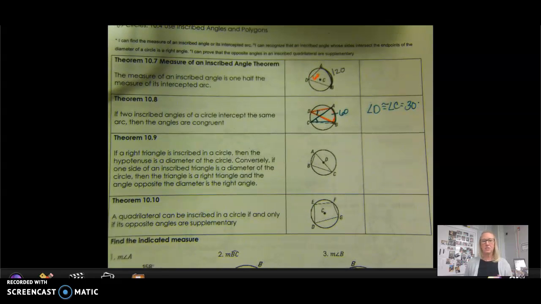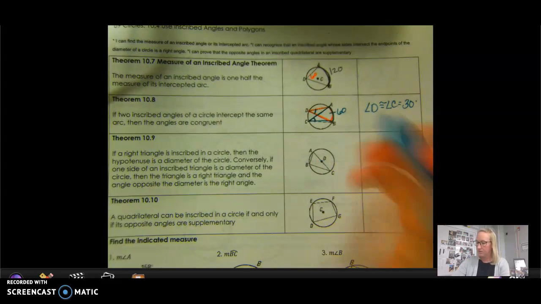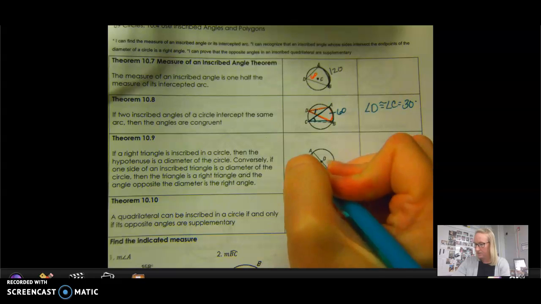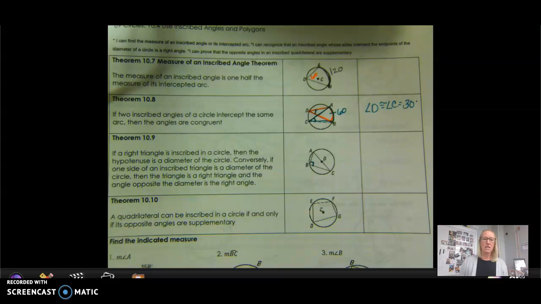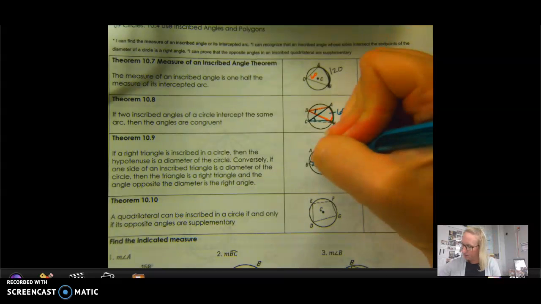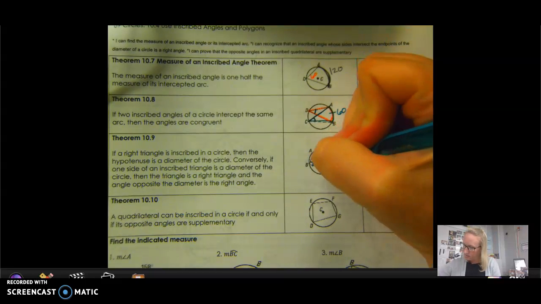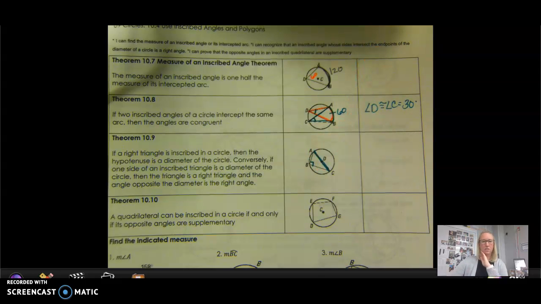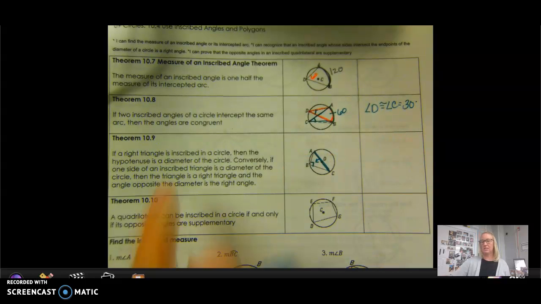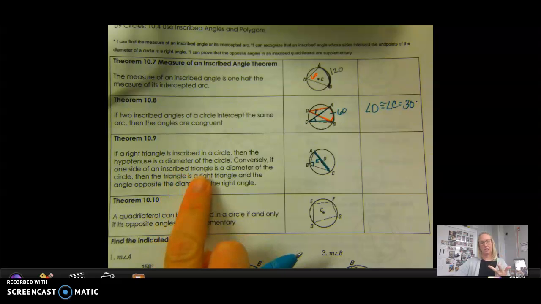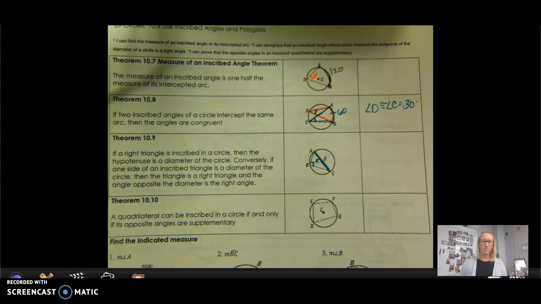If a right triangle is inscribed in a circle, so what I have here is a right triangle inside this circle. Okay, if it's a right triangle, that's where my 90-degree angle is. Then the hypotenuse has to be the diameter of the circle. So this hypotenuse turns out to be the diameter of the circle. Conversely, if one side of an inscribed angle is the diameter of the circle, then the triangle is a right triangle, and the angle opposite the diameter is a right angle. So this is its hypothesis, and then its converse.